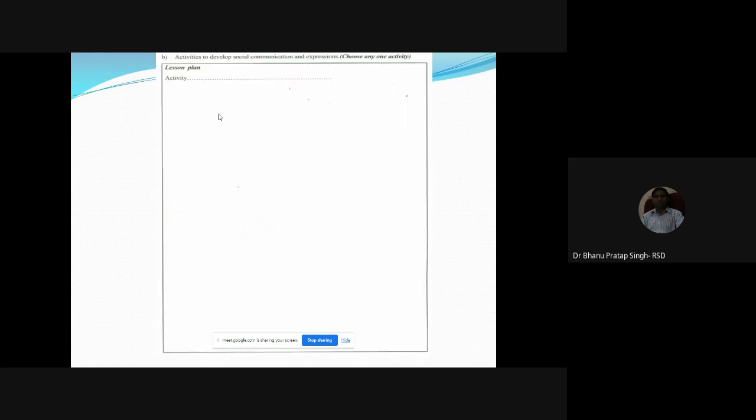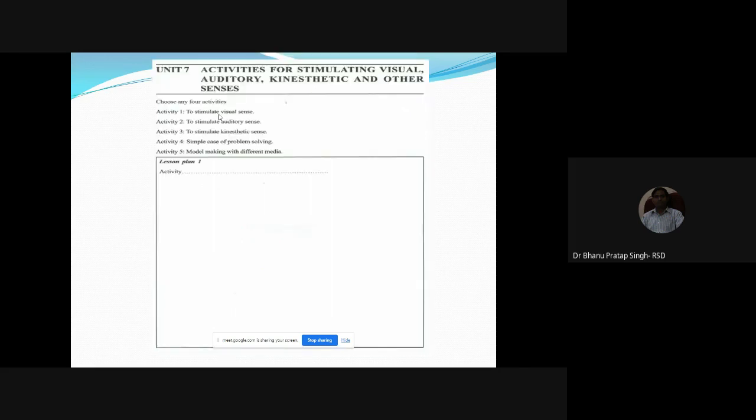Okay, so this is B part. Earlier A part was there and you have to choose one activity. This is B part, and that is related to development of social communication and expression of the child. This is Unit 7, means Unit 6. There are two parts, A and B, and from each part you have to choose one activity.